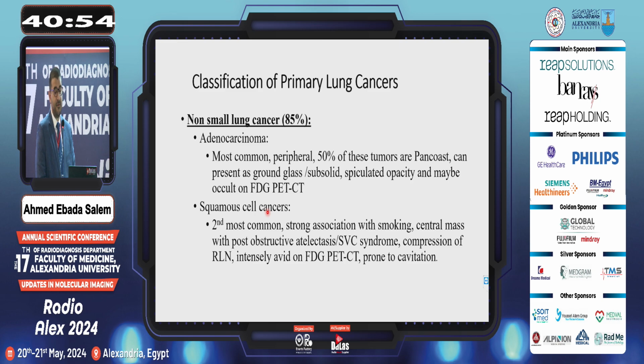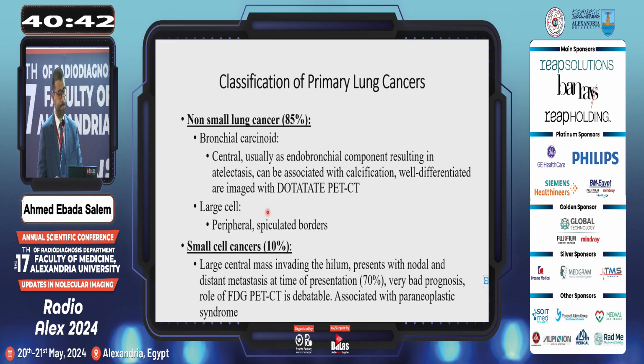Squamous cell carcinoma has a strong association with smoking, as we all know, and is usually intensely avid on PET-CT and is associated with cavitation or SVC obstruction syndrome. Bronchial carcinoids are usually central and associated with an endobronchial component, and can result in post-obstructive atelectasis. Depending on the tumor differentiation, it could be imaged by FDG or dotatate. Well-differentiated tumors are better imaged by dotatate. Poorly differentiated tumors are better imaged by FDG.